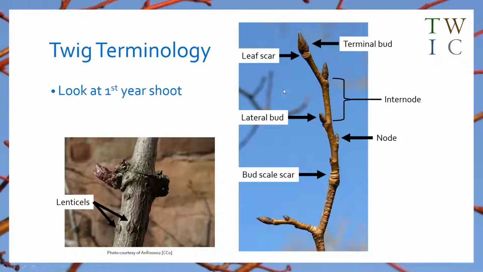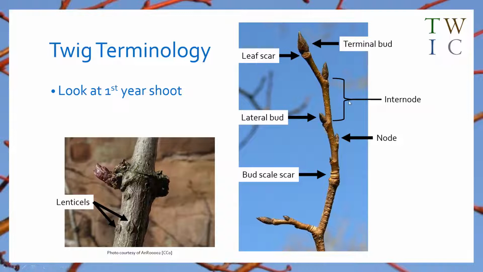Beneath each bud, you'll find a scar. This is a leaf scar. So this is where in the autumn the leaf falls off, and it leaves a mark where the petiole, so the stalk of the leaf, was attached to the twig. And the leaf scar can actually vary quite a lot in size and in shape. So if you have larger leaves or a compound leaf, like an ash or a rowan, the leaf scar is liable to be larger because the leaf is larger.